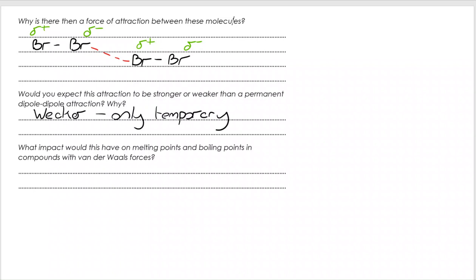Well, you would expect these to be weaker. In general, we say that van der Waals forces are around 1/10 of the strength of a dipole-dipole. And that's because we haven't got permanent dipoles and permanent forces of attraction. We've got temporary dipoles, they only exist temporarily, so the forces between a temporary dipole and an induced dipole at any one time are weaker. So what impact is that going to have on the melting points and the boiling points? Well, if the forces are weaker, we would expect the melting and boiling points to be lower.